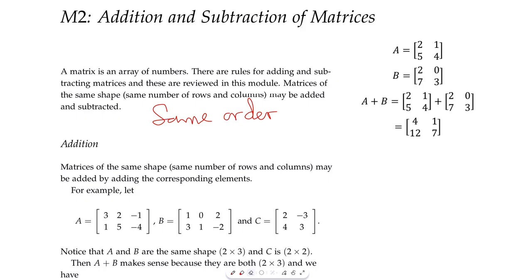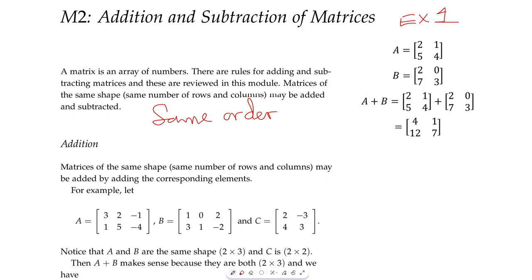Now look, I said matrices of the same shape, the same number of rows and columns, may be added by adding the corresponding elements. So what we are doing here is row to row, column to column, row to row, column to column. Now let's look at this example 1.